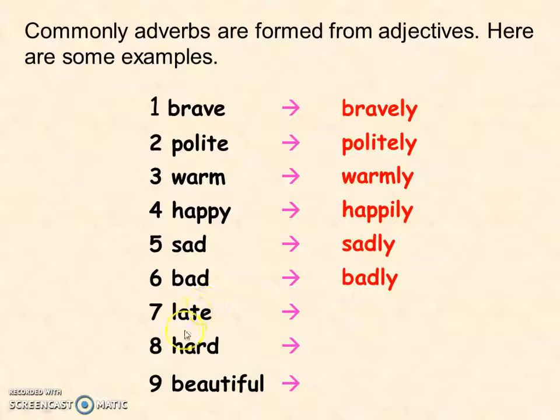Now number 7, late. Just like we showed you, this is one of those adjectives that doesn't change when it becomes an adverb. And the same for hard. Actually, the adjective and the adverb, they are the same. So please remember these two examples. Now, number 9 is beautiful, and it ends with an L. So we just need to add ly. No need to change the L. If it ends with an L, then we'll have two L's together. No problem.